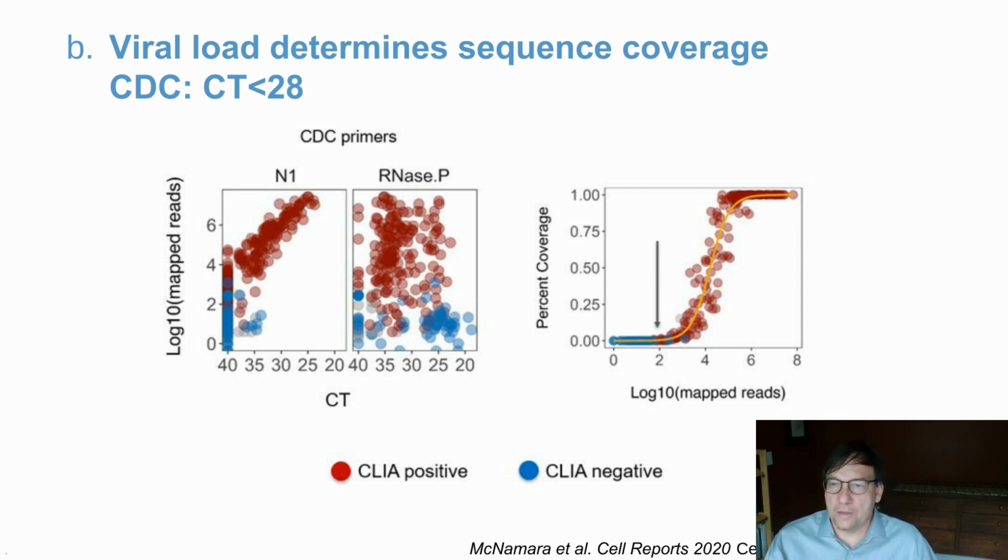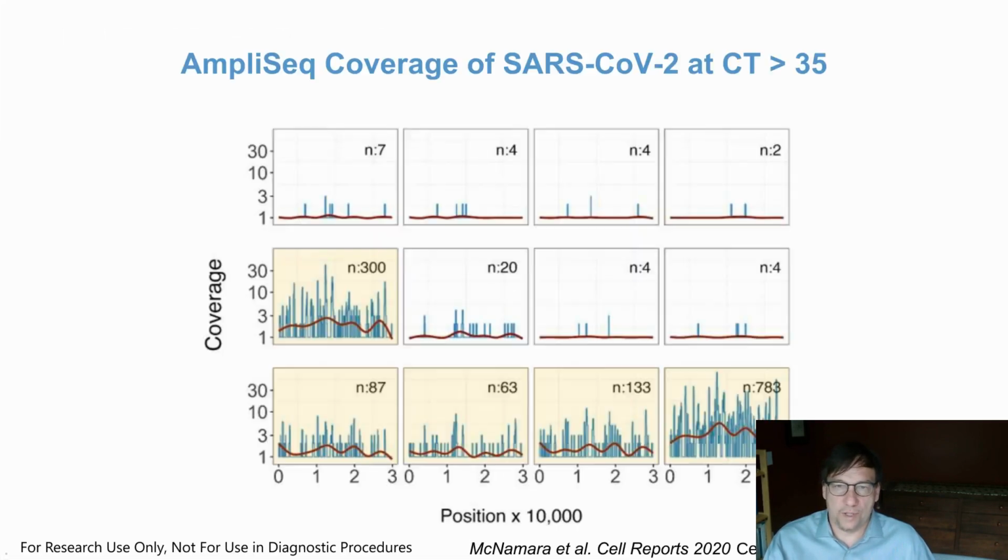And on the right, you can see that, again, it's a very nice sigmoidal curve that says percent coverage on the vertical axis versus log 10 mapped reads on the horizontal axis. And as soon as you get around 10 to the 5 mapped reads, you get close to 100% coverage, and 10 to the 5, 10 to the 6, it's that CT of 28. So it really works very well.